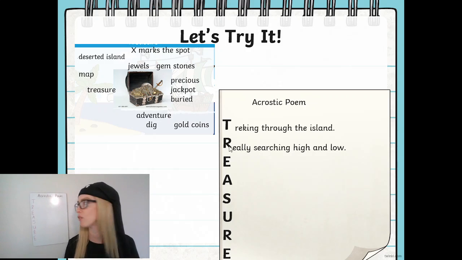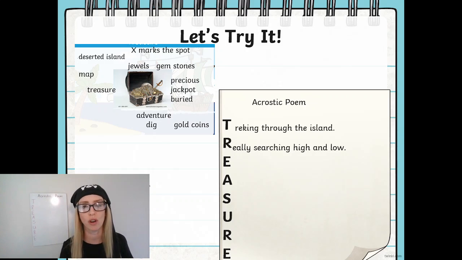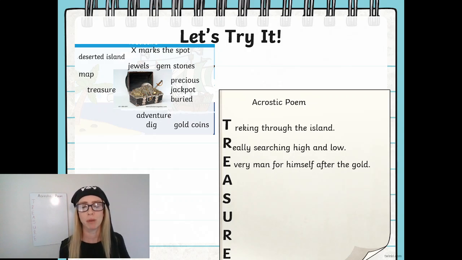It's already there. I've already written it. Okay, it's ready to go. Oh, ready. That might be a word you might use in your poem. E, every man for himself after the gold. Okay, and that's a bit of a saying. Every man for himself means that each person is trying to get it just for them to keep.